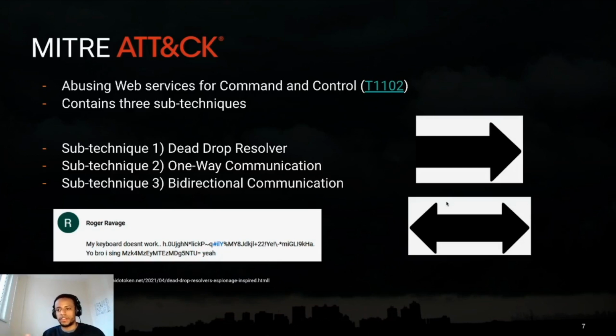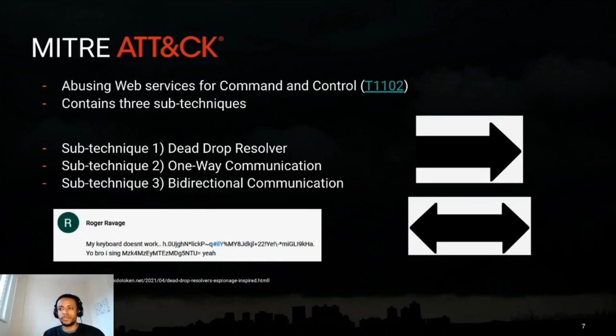In the screen, we have an example of a YouTube comment, and this person started out by typing "my keyboard doesn't work" and then a bunch of gibberish. But then on the second line is a base64 encoded endpoint that the malware sample should reach out to. So the malware sample will reach out to this YouTube comment, grab that text, base64 decode it, and reach out to that endpoint, right?